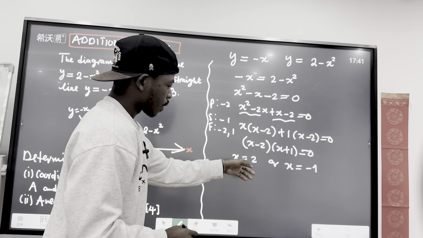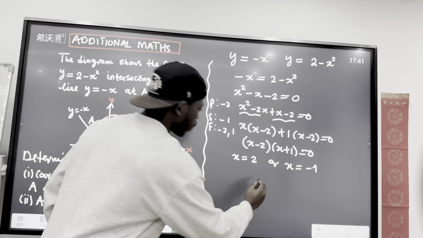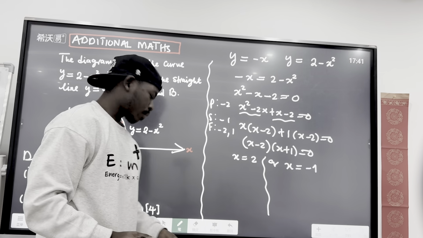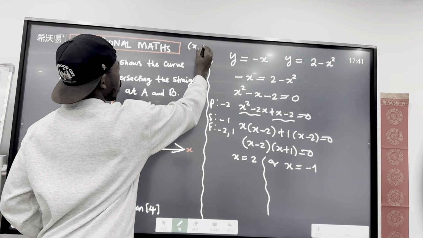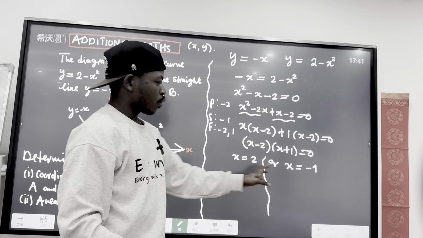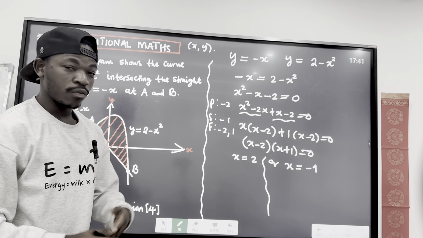Now that we have x equal to 2 and x equal to negative 1, we need to find the corresponding value of y, because the question says find the coordinates. For a coordinate, you should have x, comma, y. So for each value of x, we need to find the corresponding value of y.